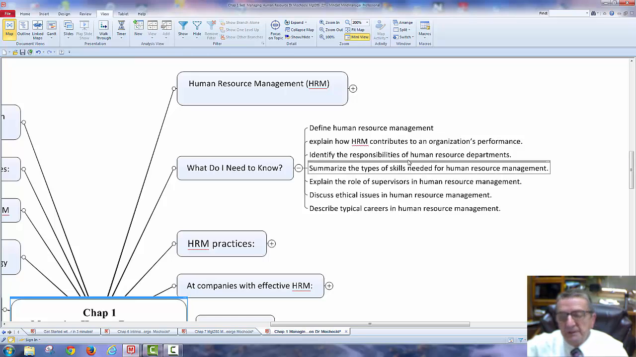Identify responsibilities of the HR department. I'm already assuming you're an HR manager who wears different hats, because in a lot of small and medium companies, the HR manager wears more than just the HR hat. But this will still work. As the company grows, you can start looking at departmentalization and having a strictly all-HR facility. Explain the role of supervisors in HR, discuss ethical issues in human resource management, and describe typical careers.